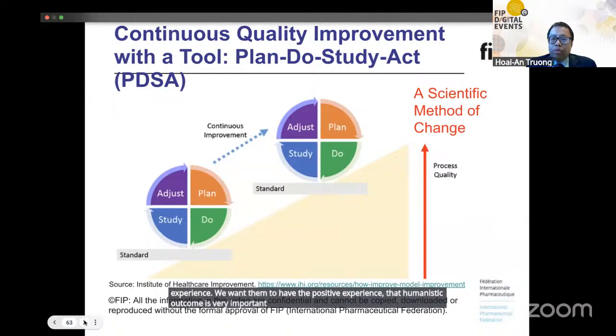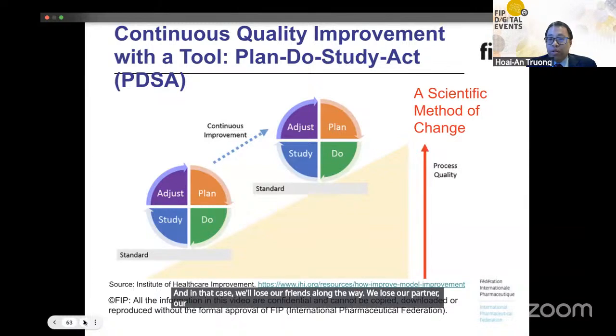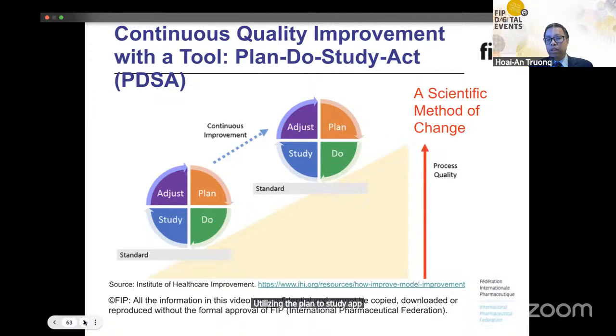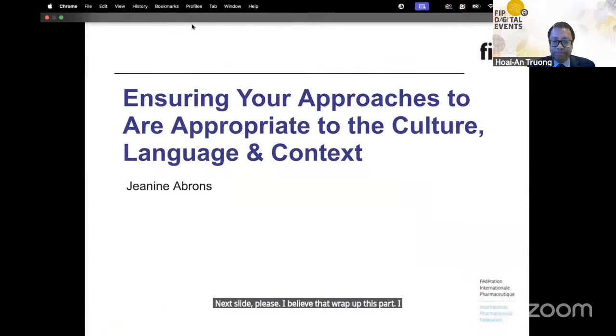It's not that the end justifies the means, where it doesn't matter what the outcome is, as long as we do it and we get the outcome, that's what we want. In that case, we'll lose all our friends along the way. We lose our partners, our collaborators, and we also lose our patients and our population. So therefore, it's very important to take incremental steps, small changes, utilizing the Plan Do Study Act to make small gradual change in an organization. Next slide, please. I believe that wraps up this part. I turn it back to you, Jeanine.